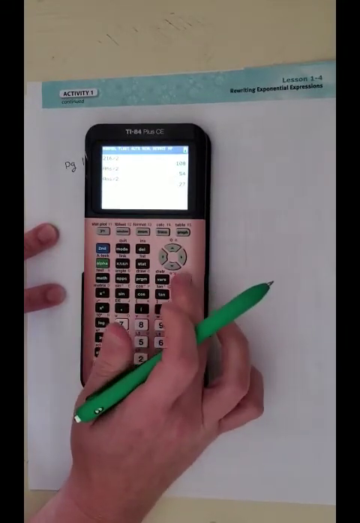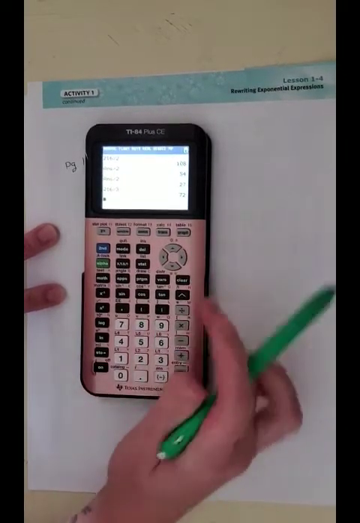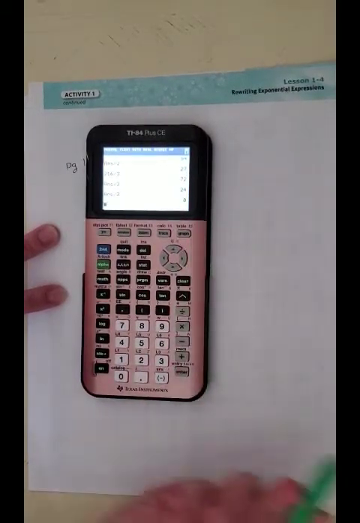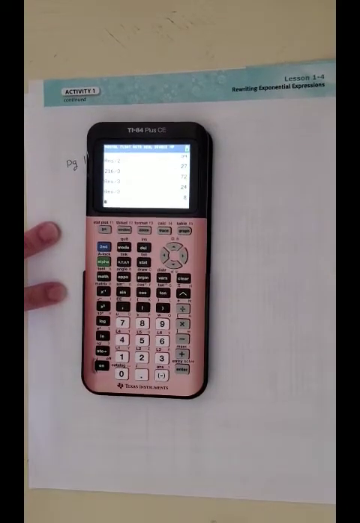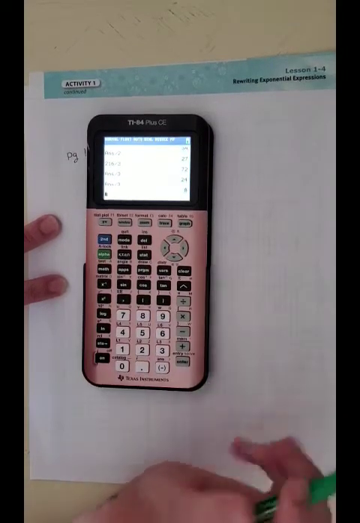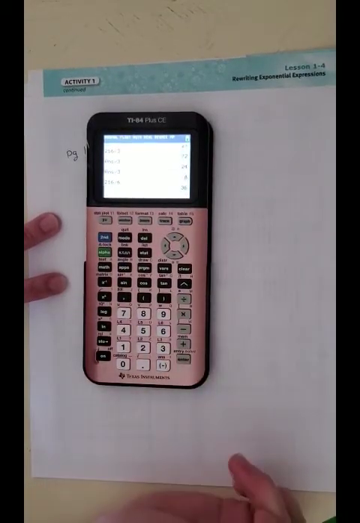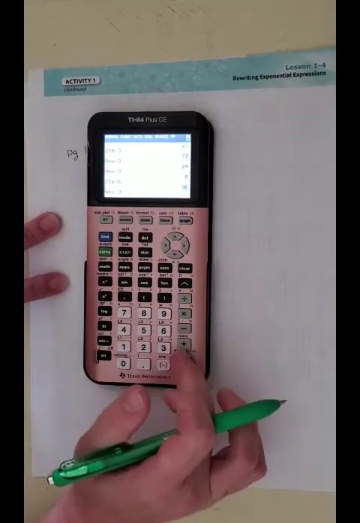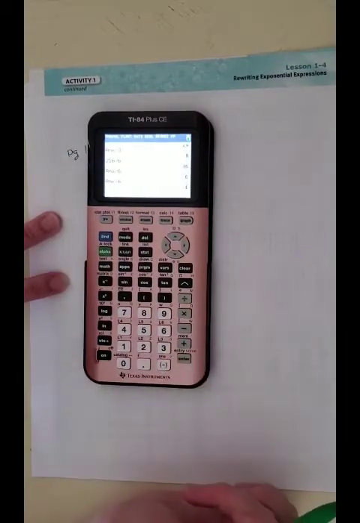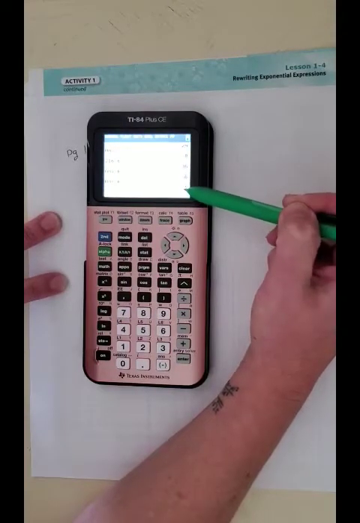I could try dividing 216 by 3, another prime number. So 216 divided by 3, and now I divided by 3 again, divided by 3 again, and now it's not divisible by 3, so it cannot be that 2 or 3 is my base. But what I do notice is that both 2 and 3 went into 216. So I'm going to check 6, because 2 times 3 is 6. So 216 divided by 6 is 36. Divided by 6 again, I get to a 1. So I had to divide 216 by 6 three times.